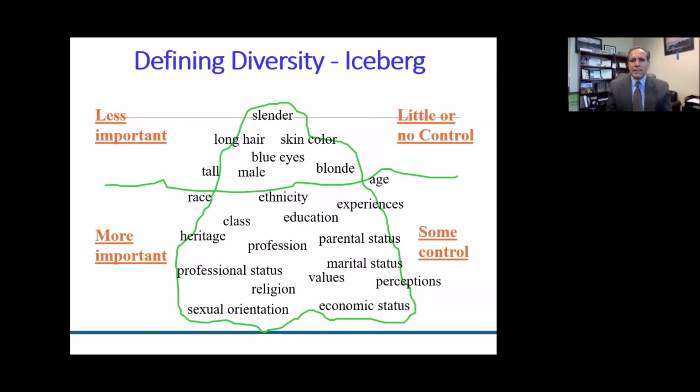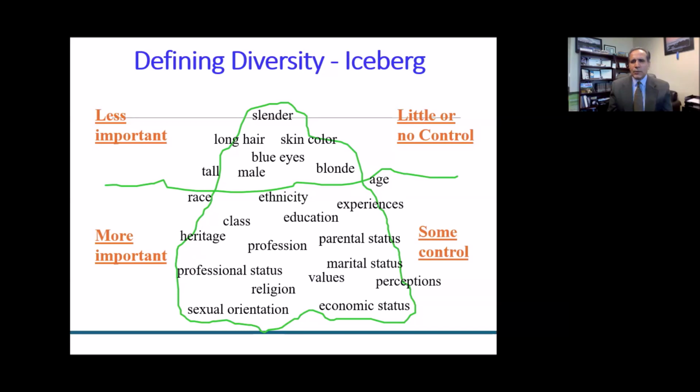Ultimately, we can place different characteristics about individuals either above the waterline or below the waterline. And we find out and notice that many of those characteristics above the waterline are less important to who a person is in terms of his or her character compared to those that are at the bottom of the iceberg. And also we notice that some of those characteristics above the waterline are characteristics that we have little or no control over, like, for example, our body size, our skin color, our hair color, and so on.